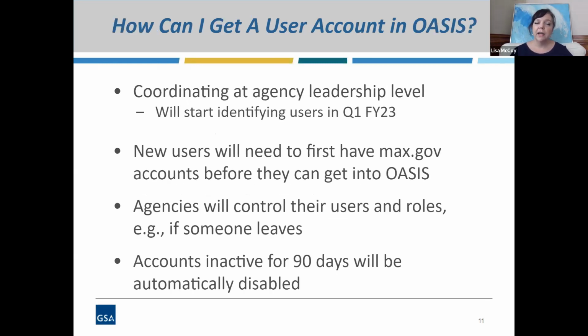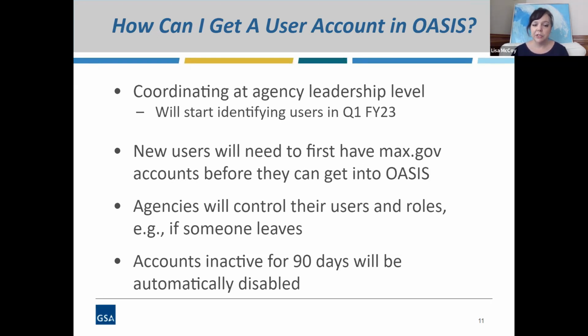So GSA is coordinating at a leadership level to make sure that everyone is clear on what needs to happen and what users each agency is going to want to have in the system. We'll start identifying those names in the first quarter of FY23. There's, for security reasons, a two-step process to become an OASIS user. The first is to go to max.gov and have a max.gov account. And that verifies that you're a current valid federal employee. And that needs to happen before you can get into OASIS. But you don't have to do that now. We just want to make you aware that there is a two-step process in order to get in.